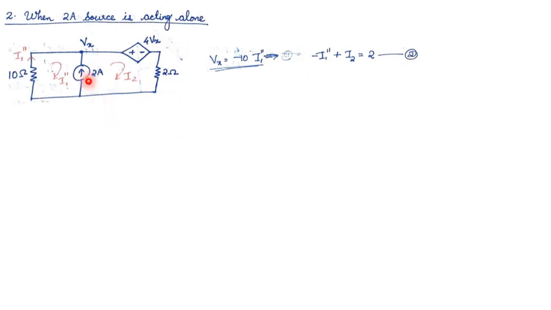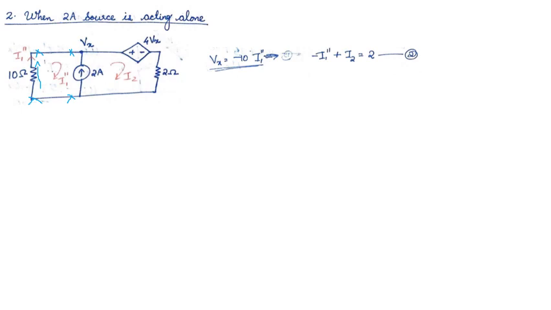Now from this equation we can write Vx will be equal to minus 10 I1 double dash, because Vx is the potential across these 2 terminals. That is the potential across the 10 ohm resistor. Potential across the 10 ohm resistor is 10 into I1 double dash, and current flows in this direction. So it is a negative 10 I1 double dash.